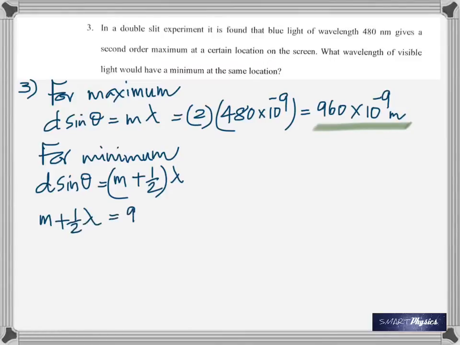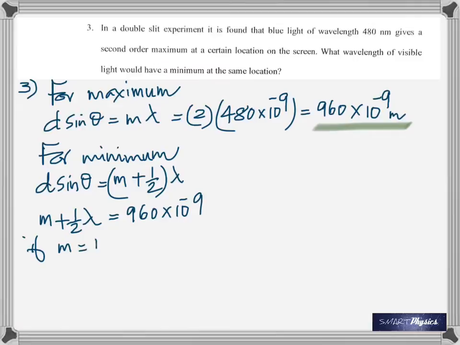And here we're saying the wavelength of visible light would have a minimum. Because d sine theta is the same, because the left-hand side has to be the same. Why? Because it's saying it has to be produced at the same location. So x is the same, which means d sine theta is the same. And that's why I have put the right-hand sides equal to each other.